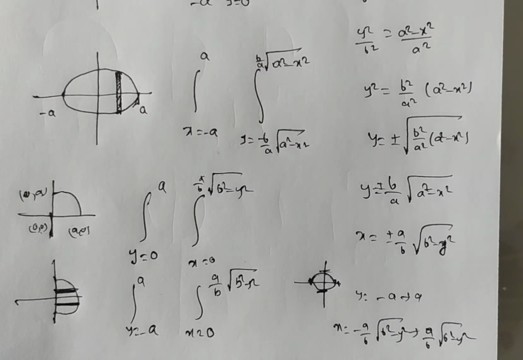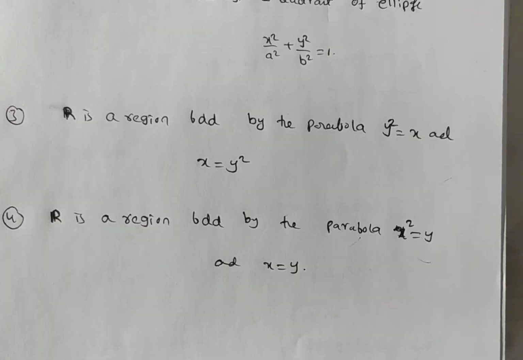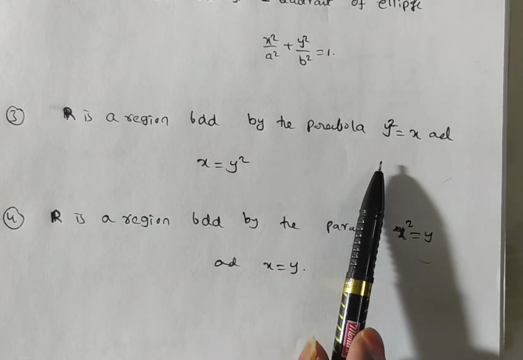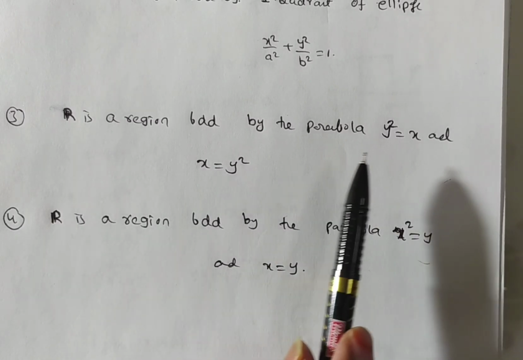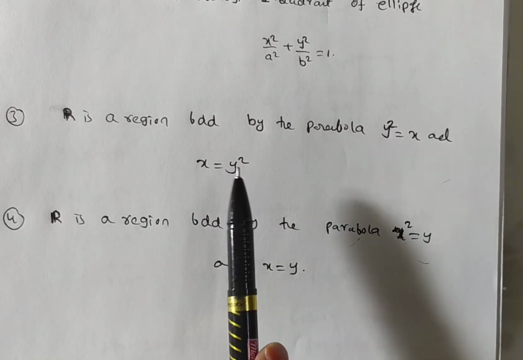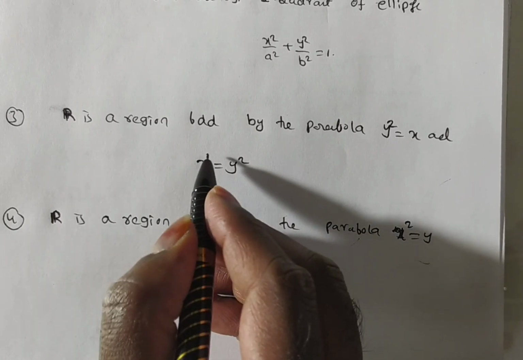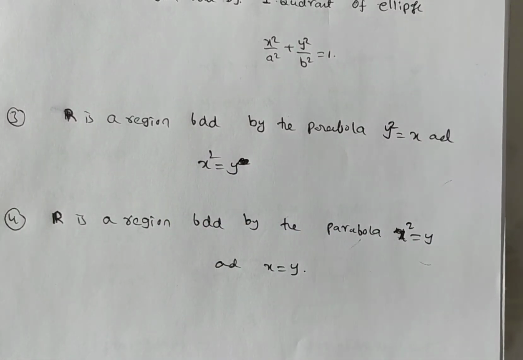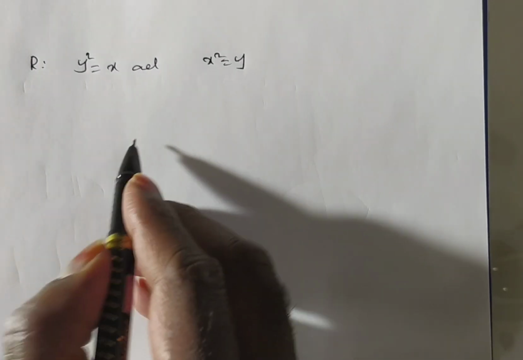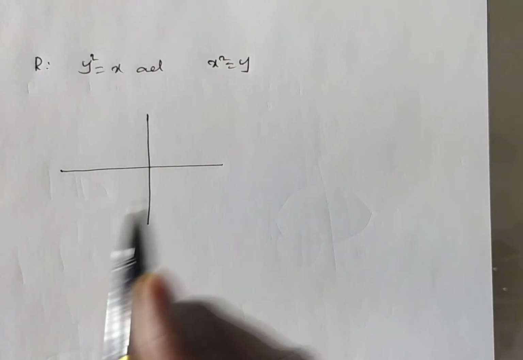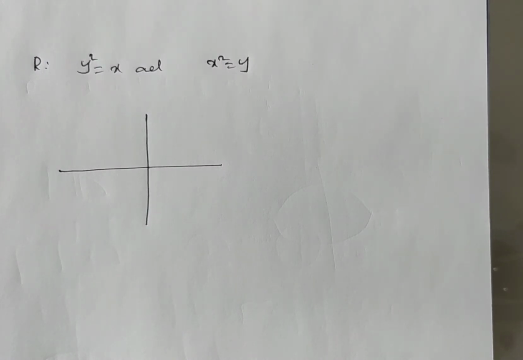Now next one, third problem. R is the region bounded by the parabola y square is equal to x and x square is equal to y. Here you observe degree 2, x is equal to y square. Here x square is equal to y, right? For this, we have to draw the two curves. The first curve is y square is equal to x. Y square is equal to x means even powers of y, so symmetrical about the x axis.